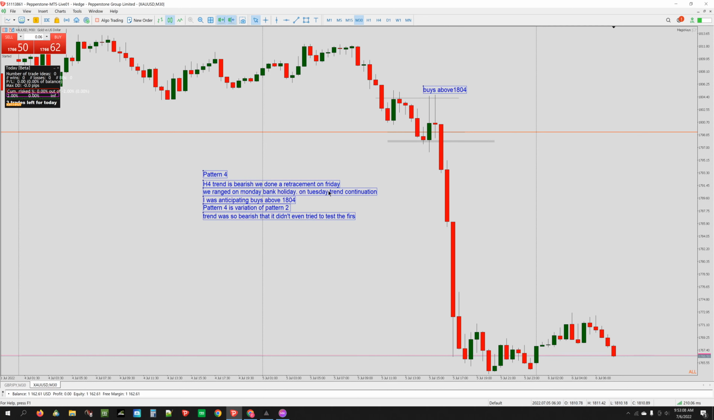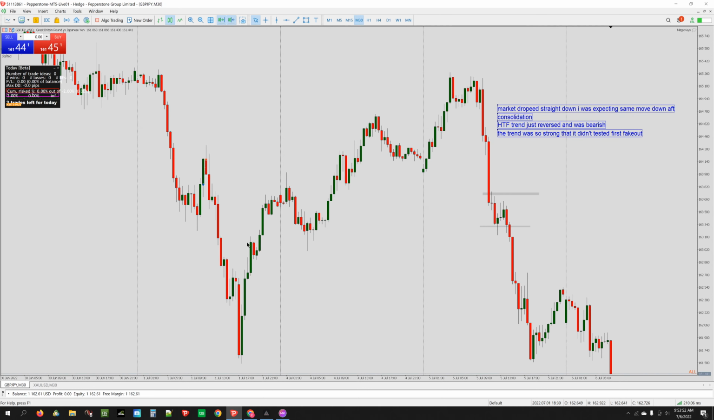H4 trend is bearish. We did a retracement on Friday. We did a consolidation on Monday, we ranged on the Monday bank holiday. On Tuesday the trend was expected to continue, and I was anticipating buys above 1804 according to pattern 1, but that didn't appear. Even if it does appear, given how the market was moving, it may be an invalid pattern. But let's talk about what was actually there instead of what should be there. So this is the whole idea behind pattern 4.